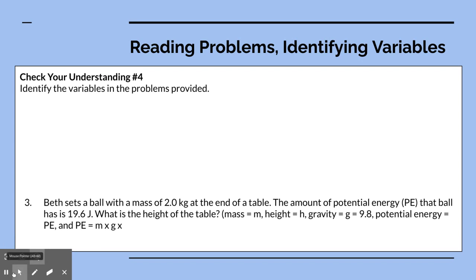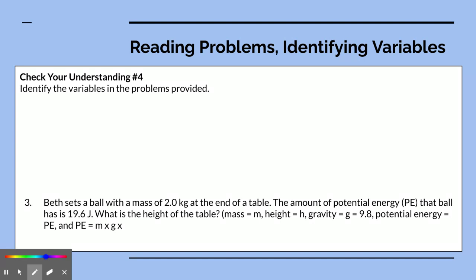So Beth sets a ball with a mass of 2 kilograms at the end of a table. The amount of potential energy, PE, that the ball has is 19.6 joules. What is the height of the table? Mass is equal to M, height is equal to H, gravity is equal to G, which is also equal to 9.8. Potential energy is PE.